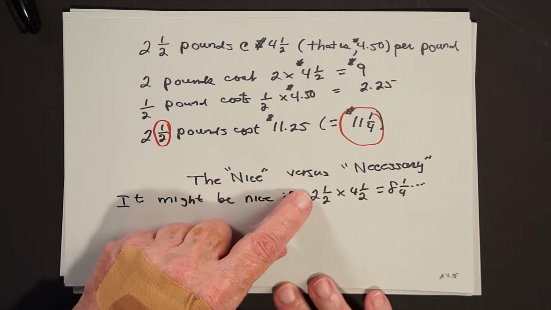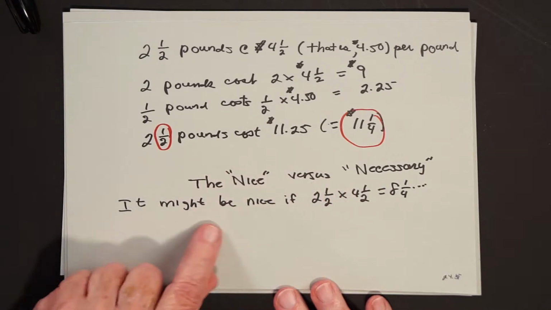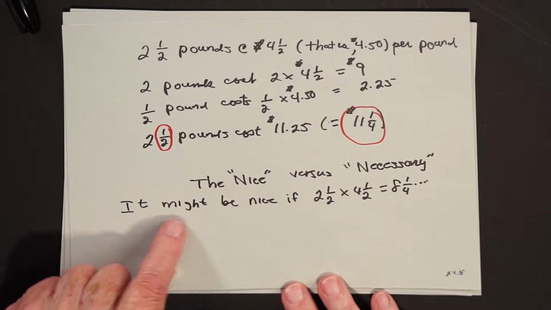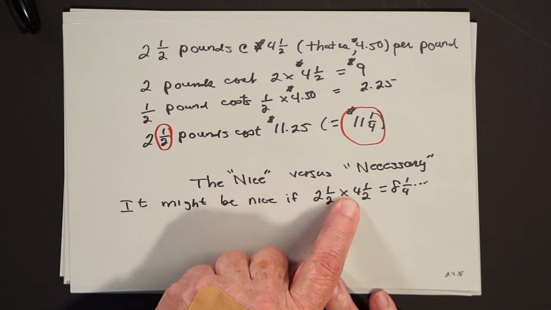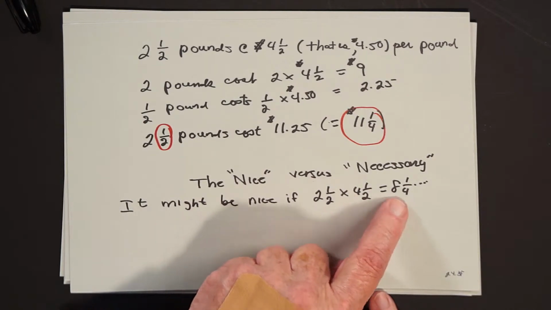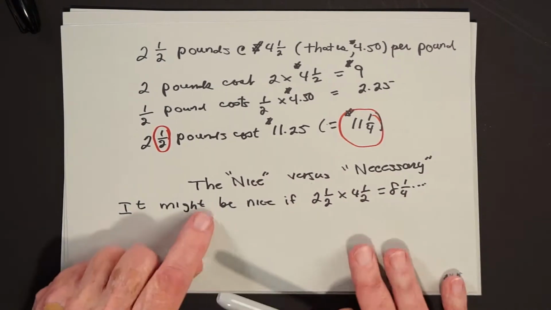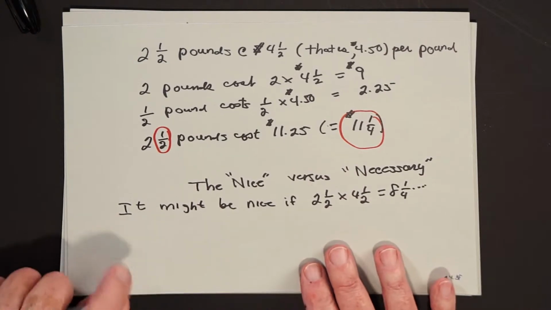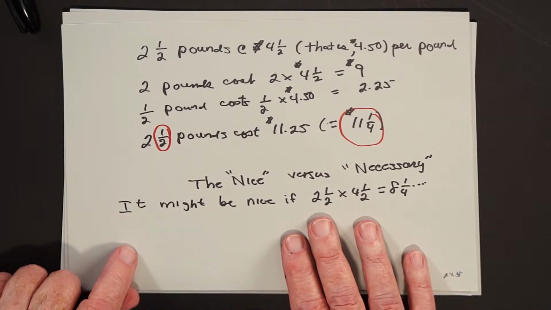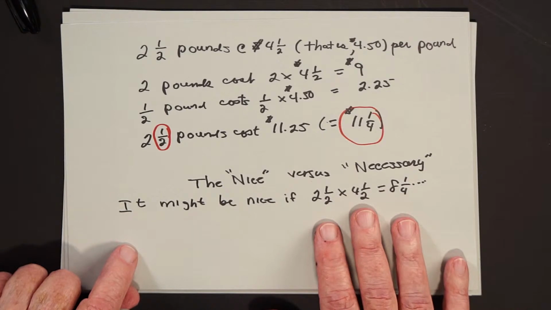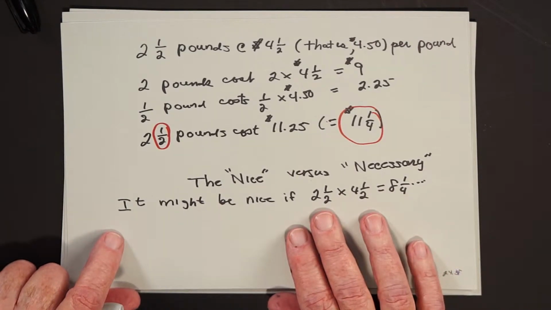And this is an example of what I call the nice versus the necessary. It might be nice if you could multiply the two whole numbers and the two fractions to get 8 1/4 in this case. But if you were the shopkeeper and somebody said to you, how much are you going to charge me for this $4.50 a pound candy if I buy 2.5 pounds? And you say, I'm going to charge you 8 1/4. You're not going to be in business very long. So it might be nice to multiply this way, but in the real world, it's necessary that we multiply the way we did.